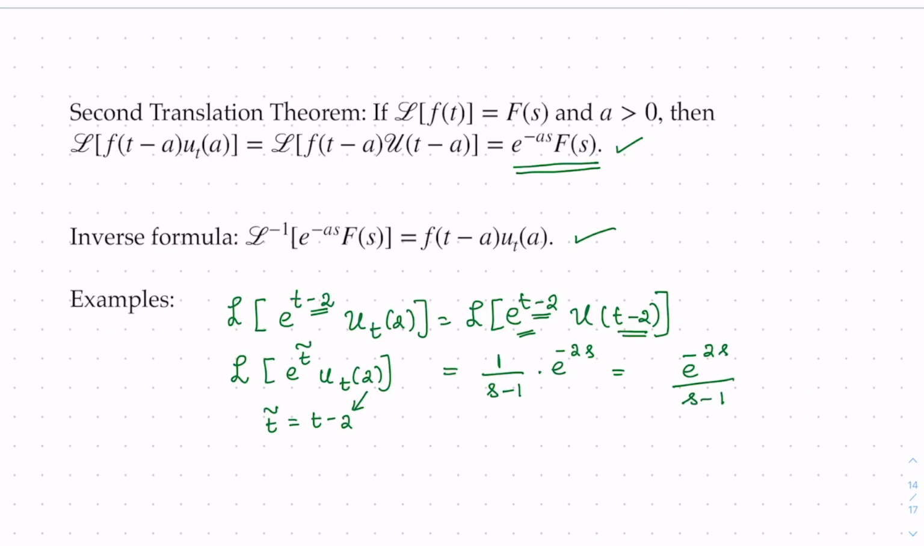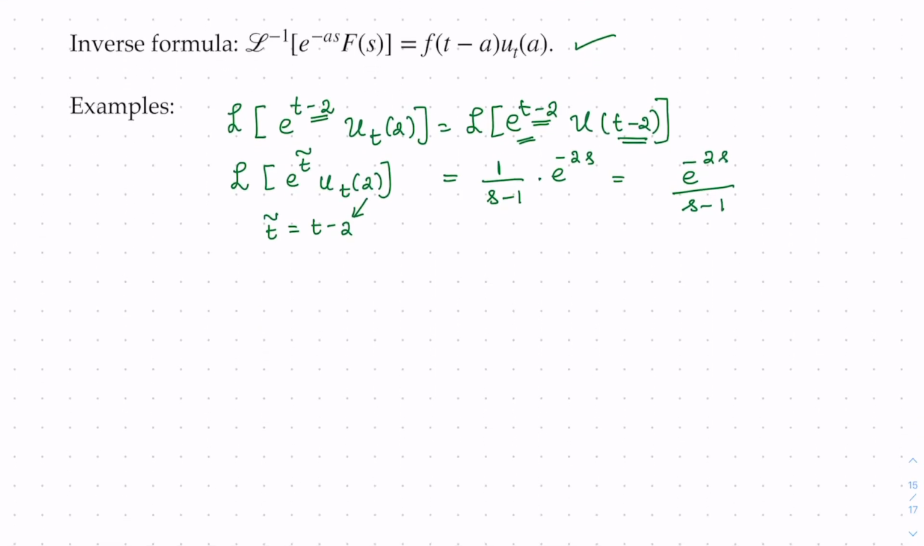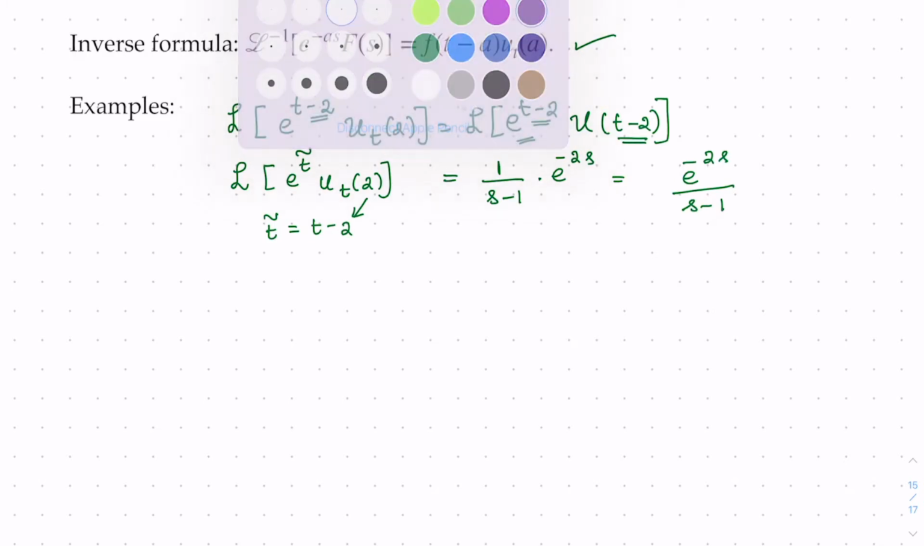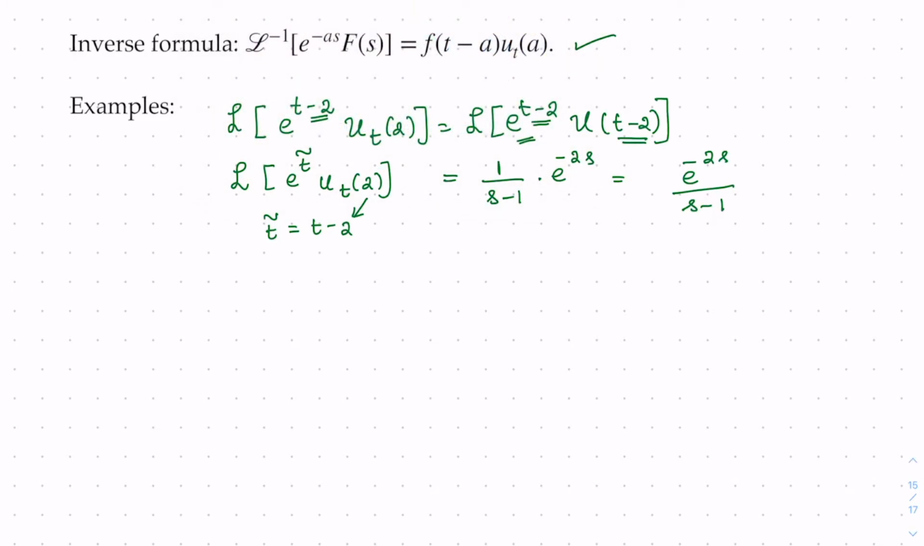Let me give you one more example so you can follow what I'm doing. Let me change the color. So let's take a look at this one. What would be the Laplace of u t of pi times sine of t minus pi, right? Sine of t minus pi.